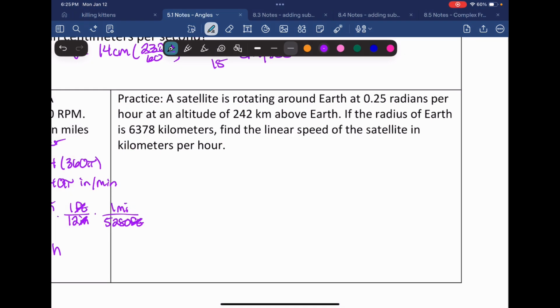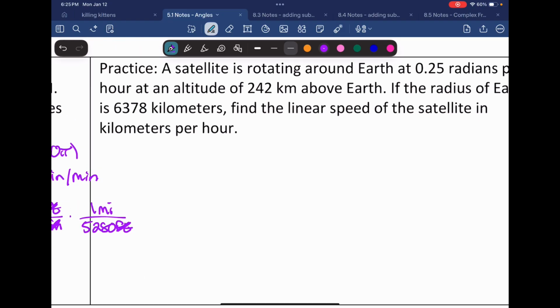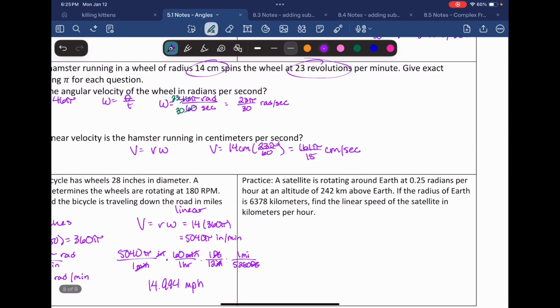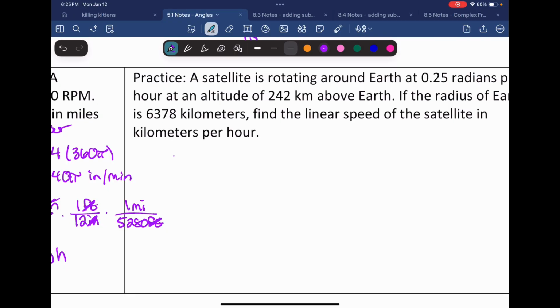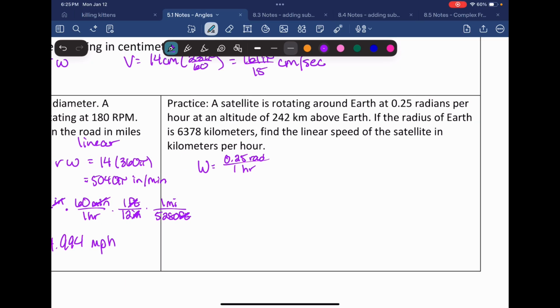All right, satellite rotating around Earth at 0.25 radians per hour. That's your angular speed right here, your angular velocity. So that means omega equals our angle per hour at an altitude of 242 kilometers above Earth. If the radius of the Earth is 6,378 kilometers, find the linear speed.